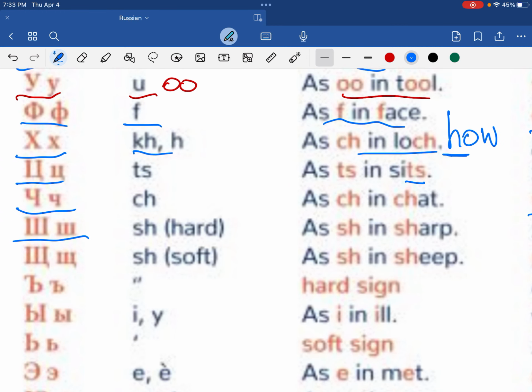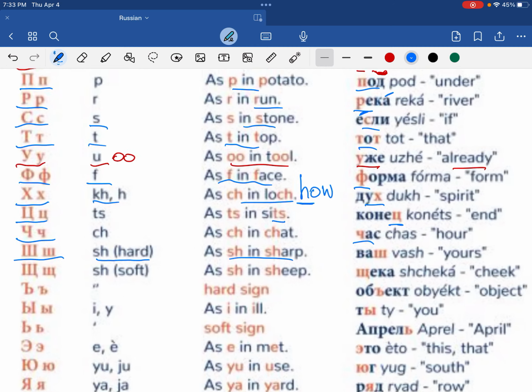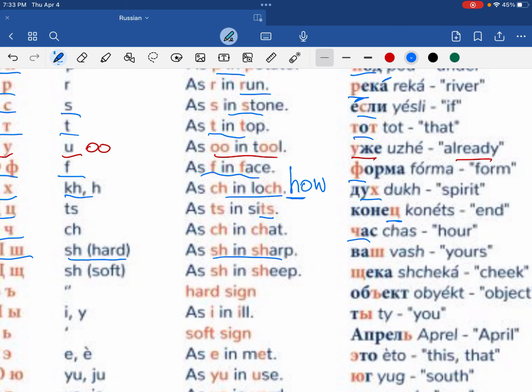This letter is pronounced in a hard way, like sh. Here, no soft sound. In English, the equivalent would be sh in sharp, or shower, or sharp, and so on. In Russian, the equivalent would be vash, which means yours.